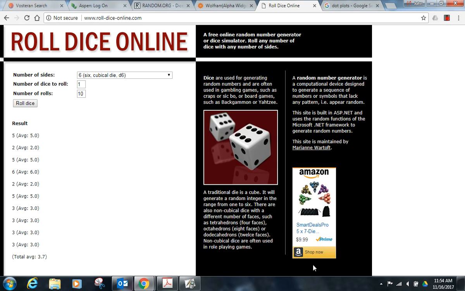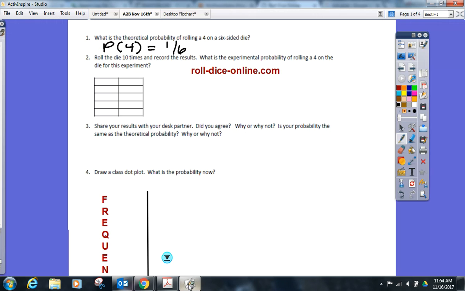Okay, so again, on rolldiceonline.com, make sure one dice rolled, number of rolls 10, roll the dice, and then record them in your table that I provided you on your notes. And then I'm going to go around to each of you and figure out how many 4s you ended up rolling.